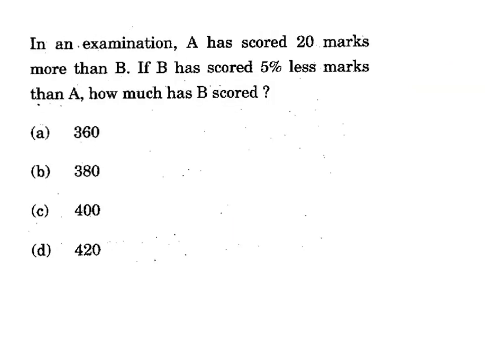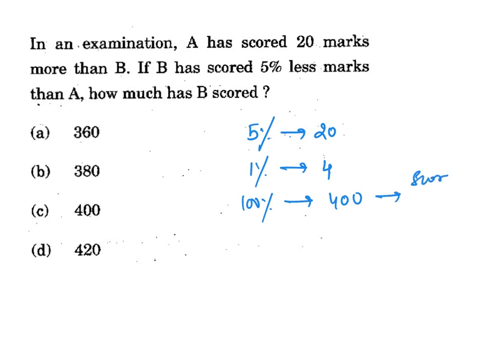In an examination, A has scored 20 marks more than B and B has scored 5% less marks than A. So that 5% is 20, you can clearly say. Then 1% is 4, 100% is 400. This is the score of A. And B scored 20 less, which means 380.